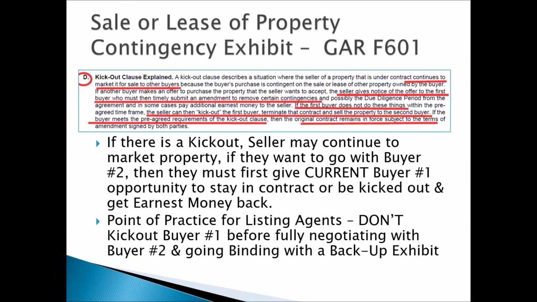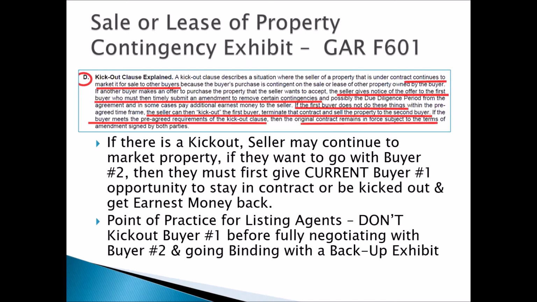And if I find another buyer that I want to go under contract with, then I first have to come back to you, because I'm under contract with you. There's just buyer number 2 that I really want to go under contract with. But I come back to you and I give you the opportunity to either stay in contract with me and buy my house, or you are kicked out of this contract. I'll give you your earnest money back and I'm going to proceed with buyer number 2.